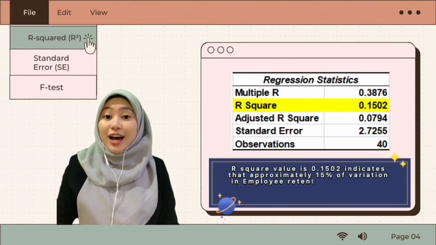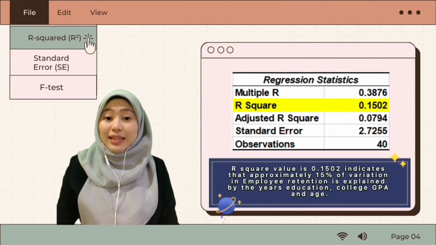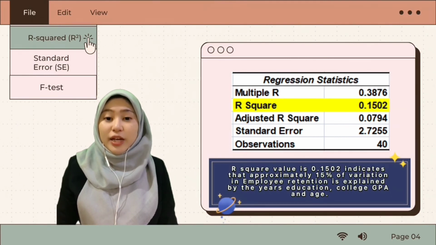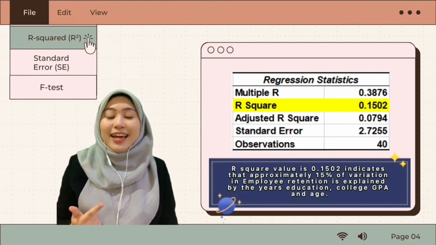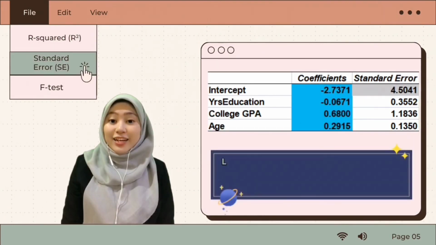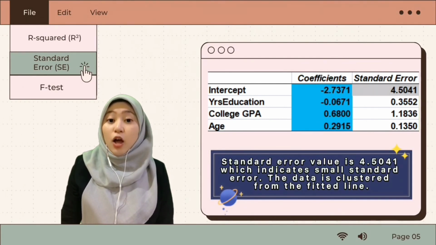First of all, the R squared. Based on the highlighted value, R squared is 0.1502, which indicates that approximately 15% of the variation in employee retention is explained by years of education, college GPA, and age. Next, the standard error value is 4.5041, which indicates a small standard error. The data is clustered close to the fitted line.